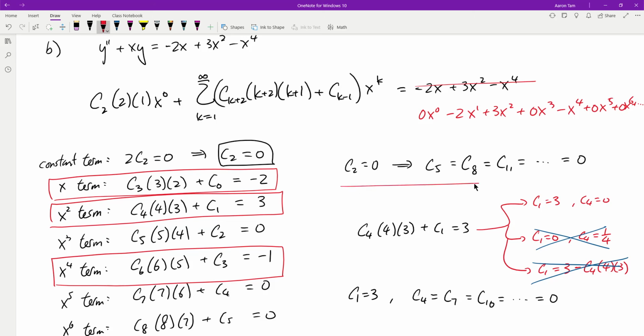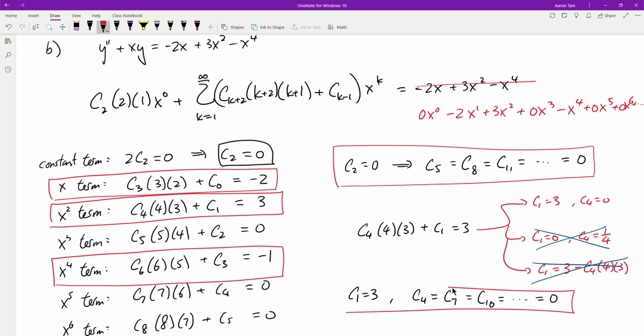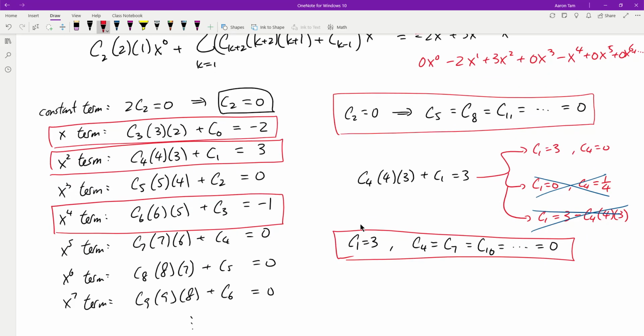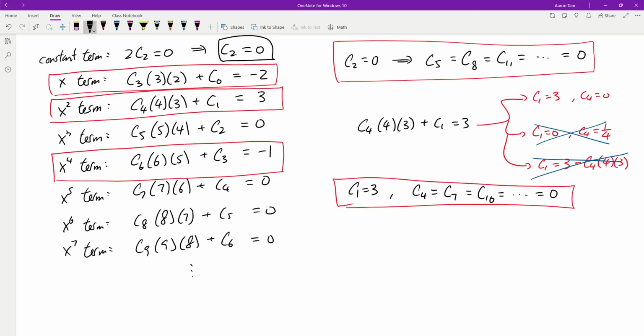So now I have dealt with all of these coefficients. So now I just have to work with, if I'm looking at this correctly, the multiples of 3. So now that would be these two equations. So let's isolate these two equations and see if we can figure it out.